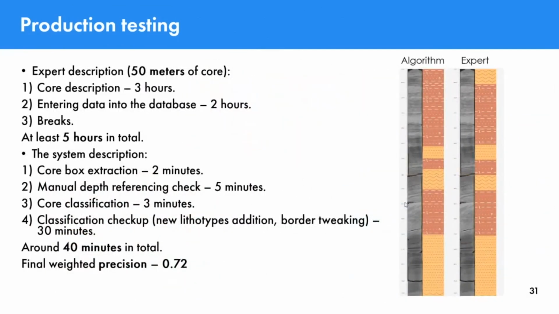So overall, this system application speeds up the core description by 7 times. When an expert describes the core in the usual way, he spends around 5 hours in total, and when he uses the system for description, he spends only 40 minutes, both for data checkup and depth referencing.